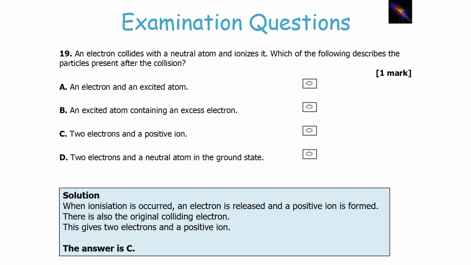So when ionization occurs, an electron is released and a positive ion is also formed. So this tells us that there's going to be an electron released and a positive ion remaining. But in addition to that, you're already going to have the original colliding electron, because that electron does not leave the universe. So as a result, we've got 2 electrons and we've now got a positive ion. So our answer is C.